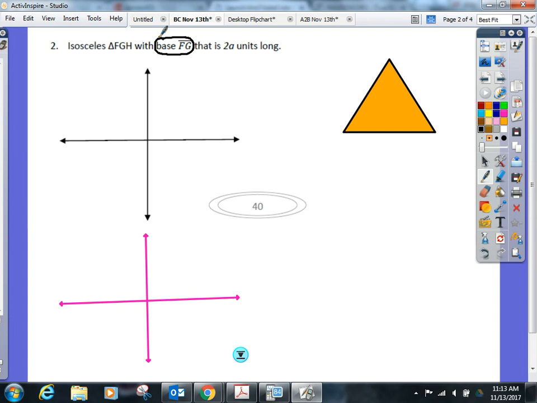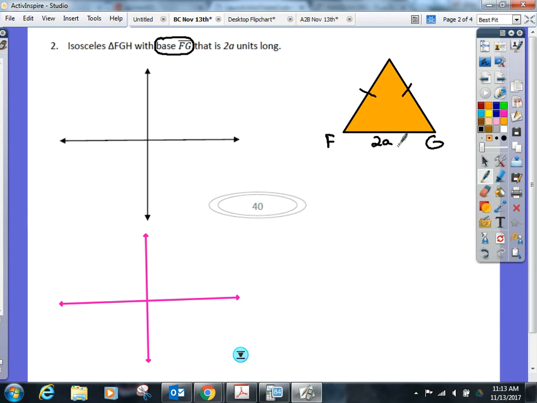It's the outcast side. Absolutely. It's the side that's not congruent to the other two. So FG's got to be the side that's not congruent to the other two. So if these two are congruent, this would be FG. All right, and again, I'm just giving a little sketch out for you. How long does FG have to be? 2A units. Doesn't say anything about the congruent sides.